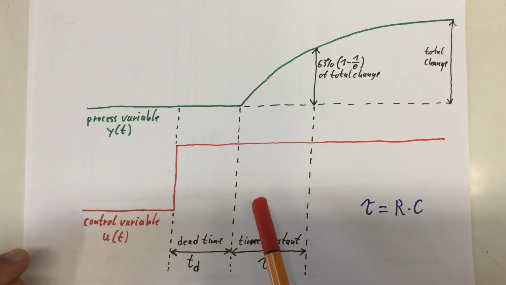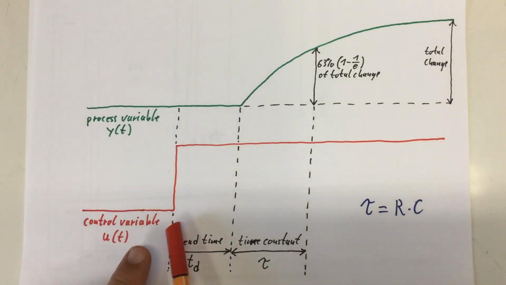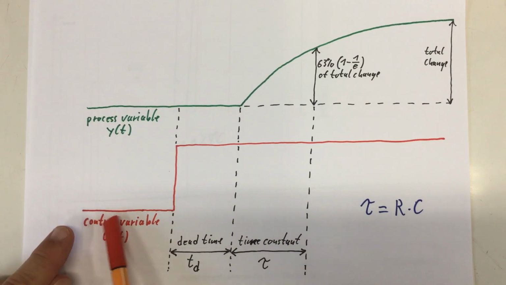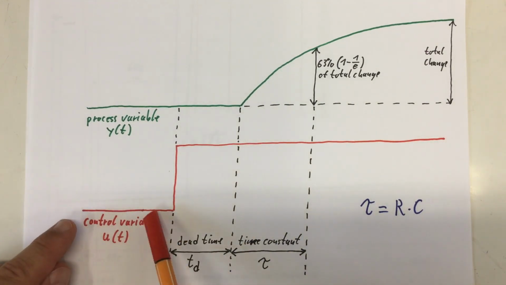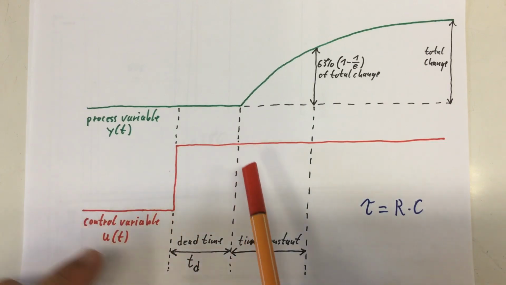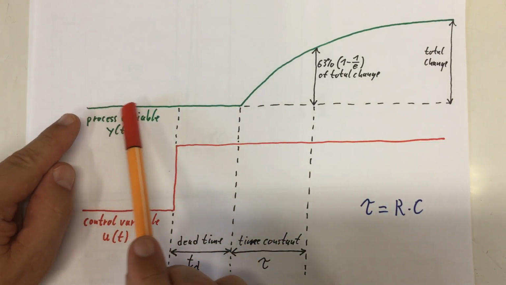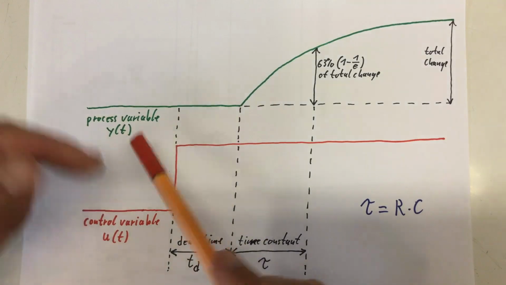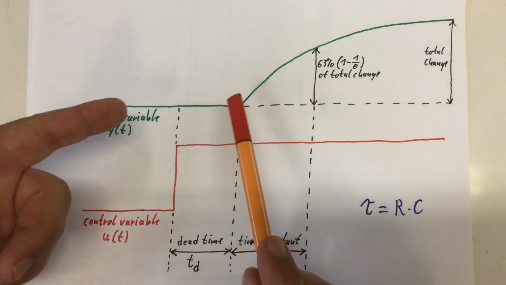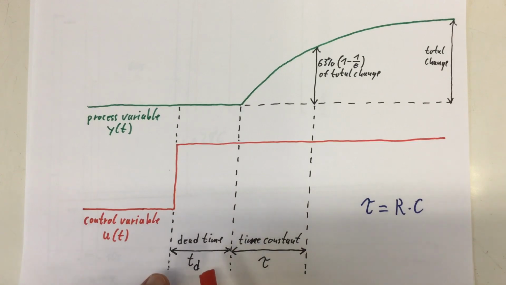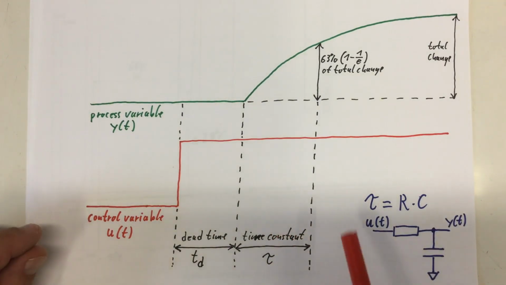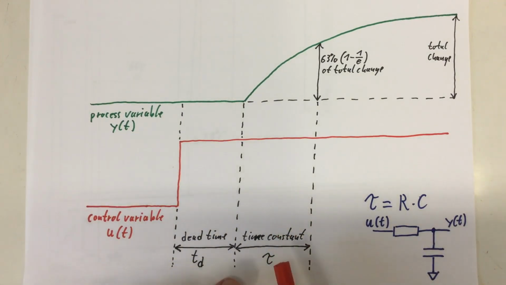In control theory, they call these first 5 seconds, after you changed your control variable, my heater goes from off to on, and nothing really happens in your process variable, that is the temperature of my heater sensor, dead time, TD. They also define a time constant tau.